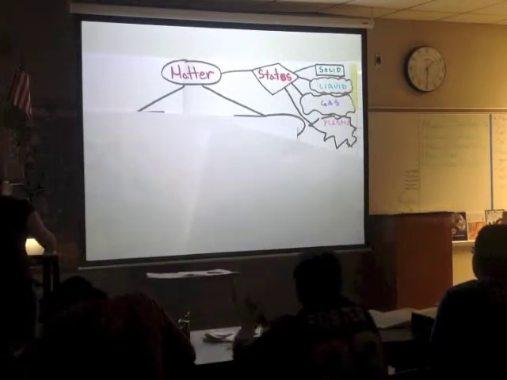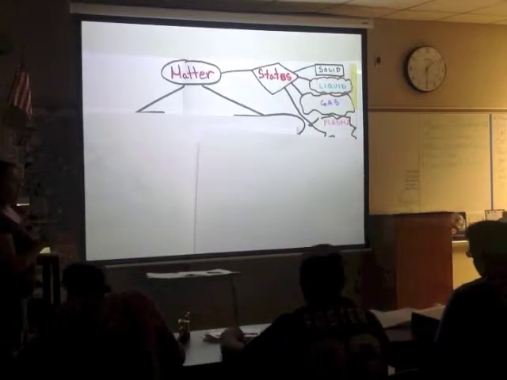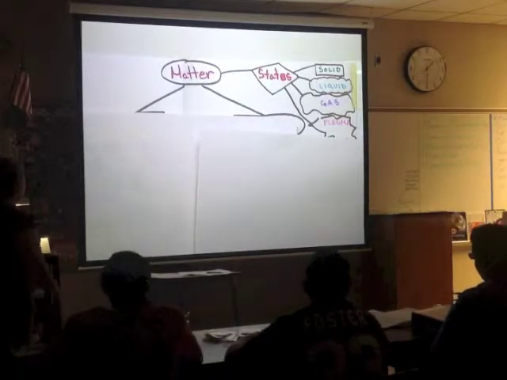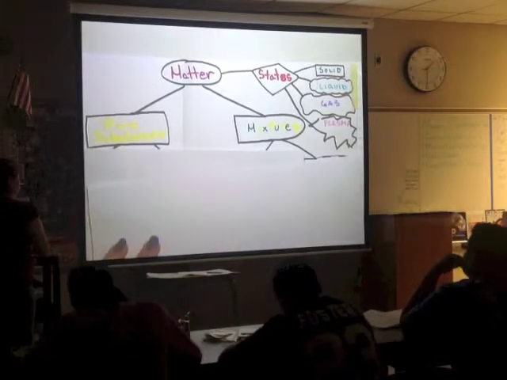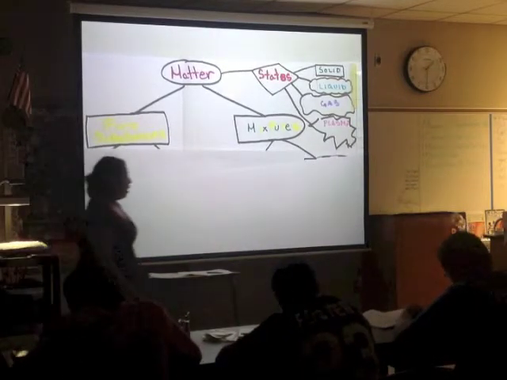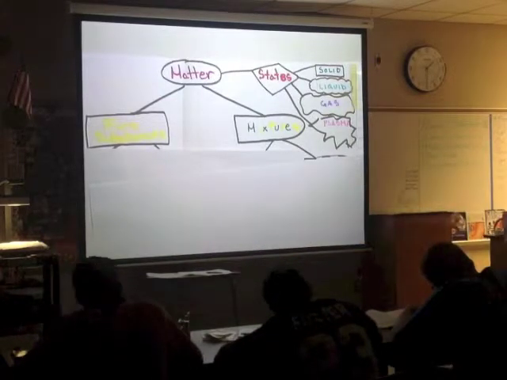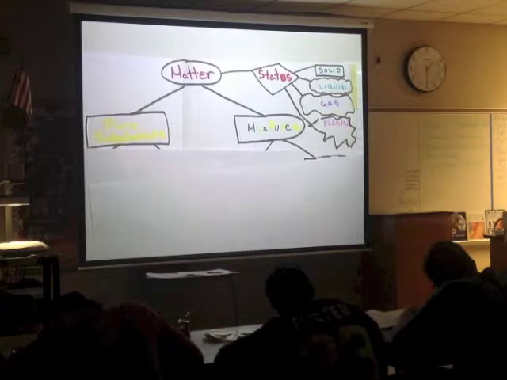So, the other thing we're going to look at in this class is how matter is classified. Matter is classified in two major categories: pure substances and mixtures. So let's go back to making a concept map. Look at how I wrote pure substances and look at how I wrote mixtures.